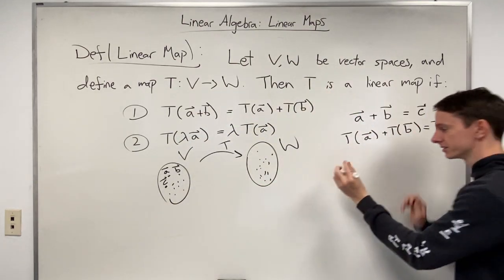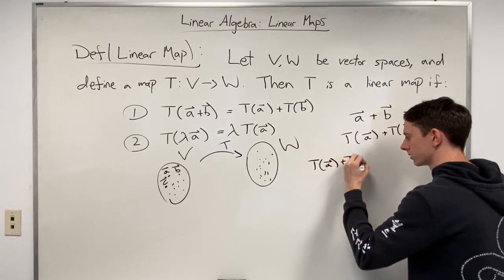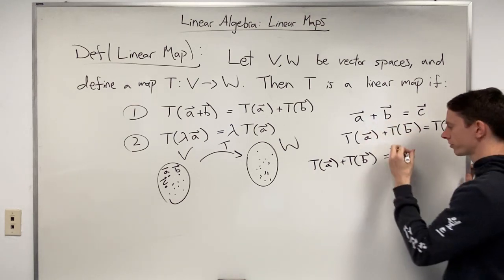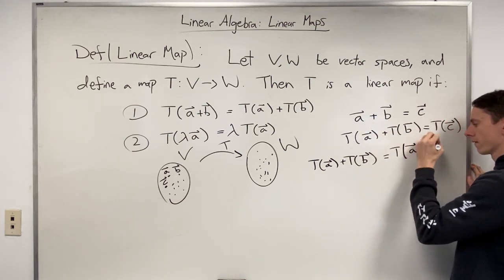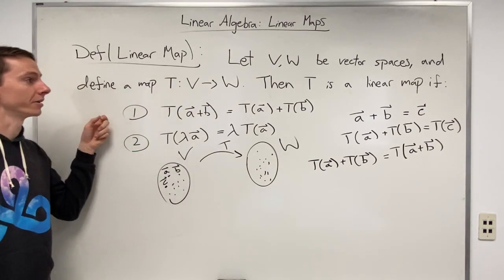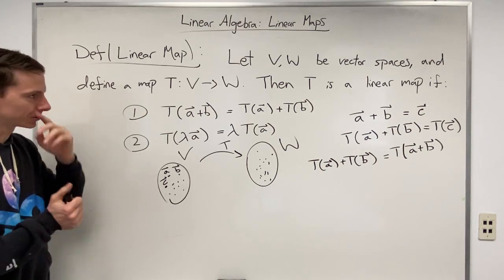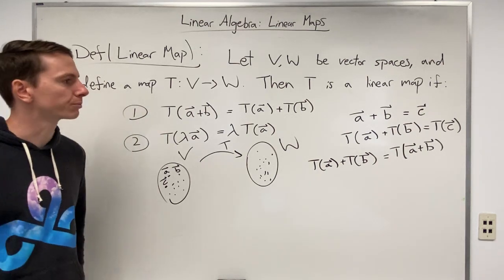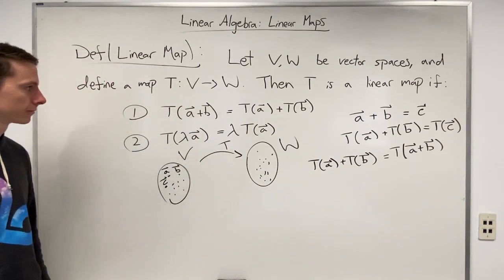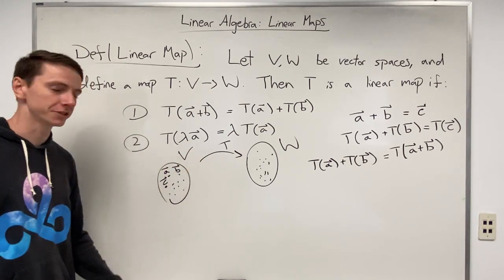We get the same left-hand side of T of A plus T of B equals T. Now instead of C, I'm just going to write A plus B. And notice that is the first property for a linear map. Okay? So we're seeing that linear maps are the maps that preserve the structure defined in a vector space. And this first requirement was really for that first operation, vector addition.